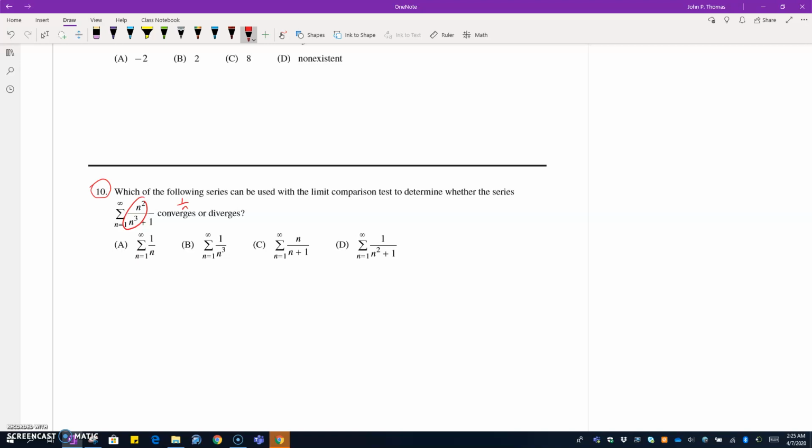If I'm going to do a comparison test, that is what I'm going to want to compare to. We always want to compare to something that's easy and that we know the convergence of. And 1 over n we know diverges. So this would be our best comparison to this one, and in turn, we could show that this diverges as well.